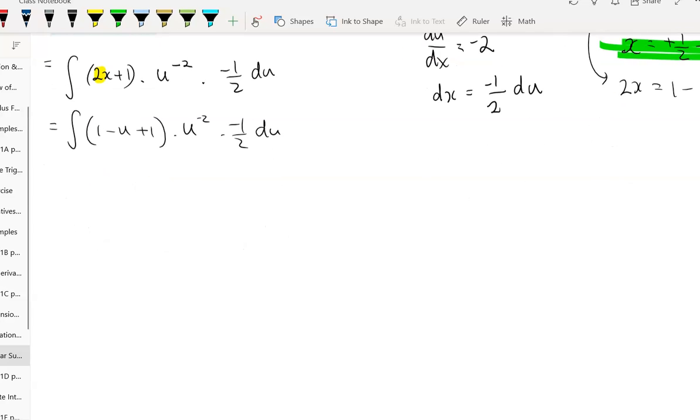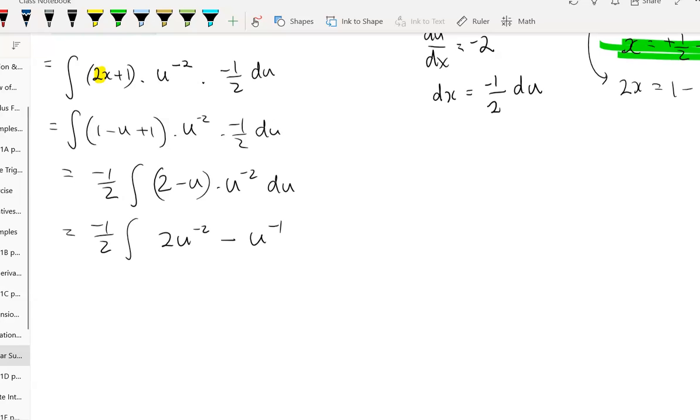So let's play with that a bit. I've got negative a half out the front, as usual. So I've got 2 minus u now, times u to the minus 2 du. Thinking time. What do I do here? I'd like you to think in your head, answer it in your head. What would you do now? I'm hoping that you've said, well, there's no power on the bracket, so I can multiply it out. I can use the distributive law. If there was a power up there, well, I'm in trouble, but it's not. So I'm going to go 2u to the minus 2 minus u to the minus 1 du.